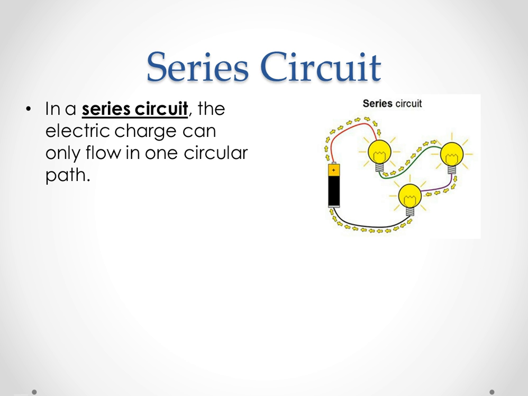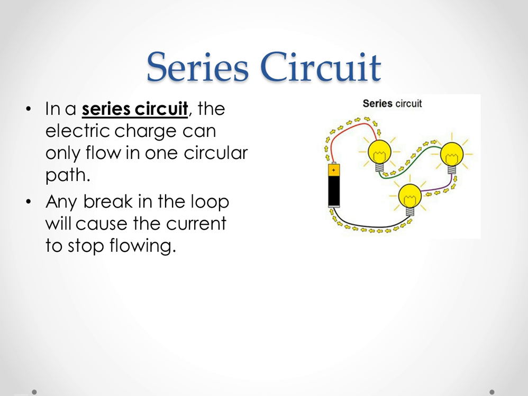Notice it starts at the energy source and goes in one direction from one resistor to another resistor to another resistor, and finally it completes the circuit when it gets back to the other side of the energy source. A disadvantage is that any break in the loop will cause the current to stop flowing. And you'll see this more clearly in the next couple minutes.